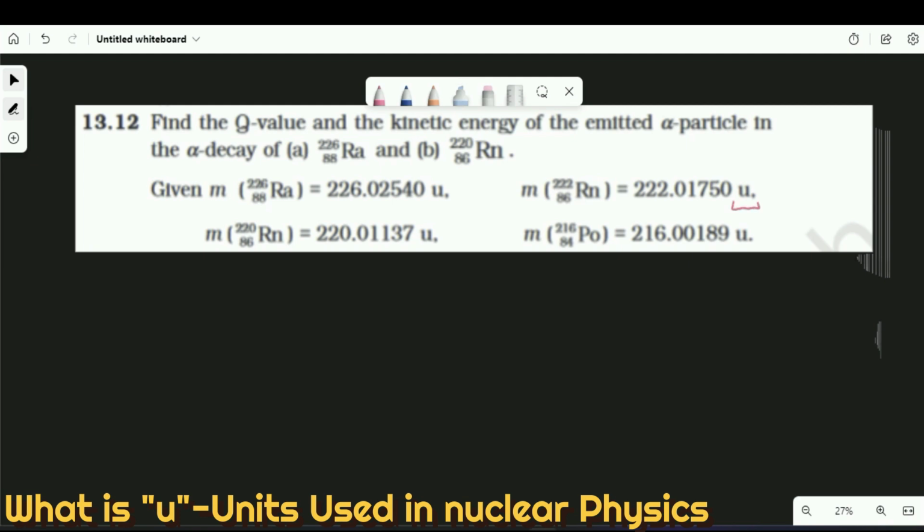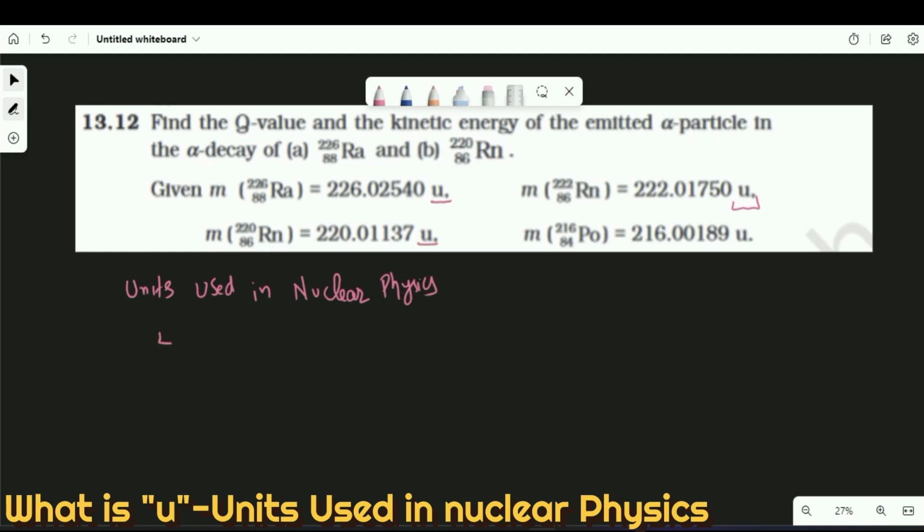You can see this u, right? Let us start with the basics: what are the units used in nuclear physics? Whenever we study the concept of the nucleus, we must know the units used in it. So I'm drawing your attention to u. You see this u, right?